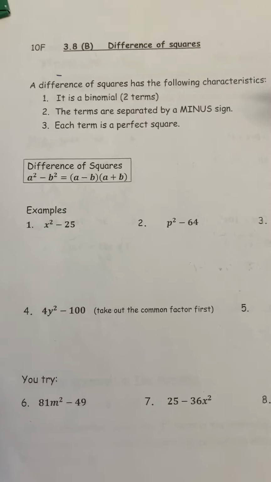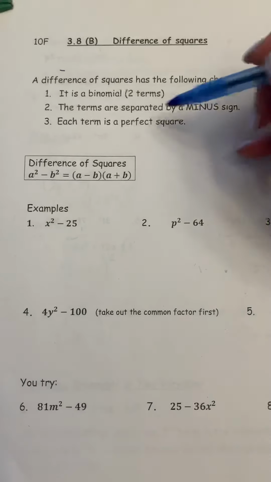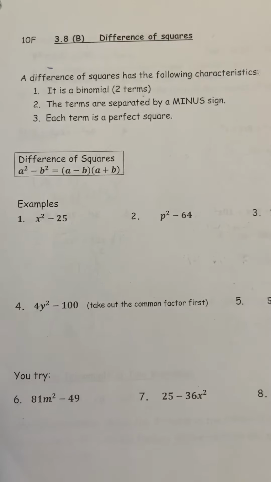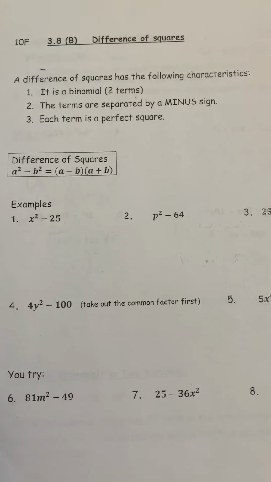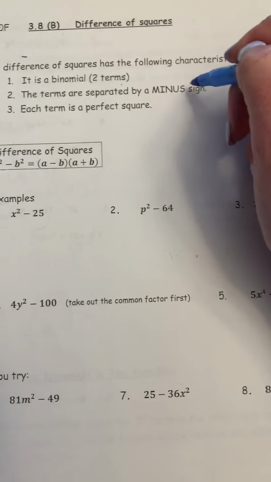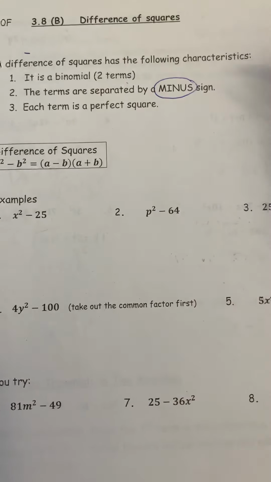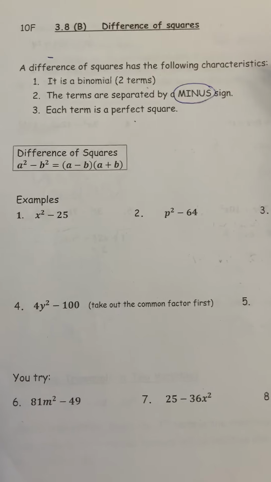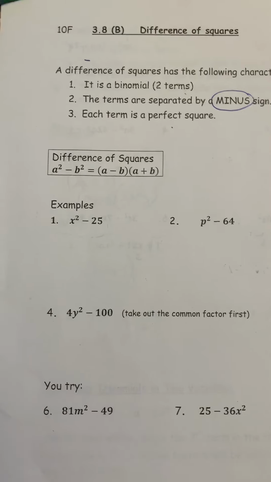A difference of squares has the following characteristics. It is a binomial, so there are only two terms in it. If you see a trinomial, you know there's no way it can be a difference of squares, even if there's a subtraction sign. It has to be two terms. The terms are separated by a minus sign, which is also called difference, and each term is a perfect square. I find these ones kind of fun to do.